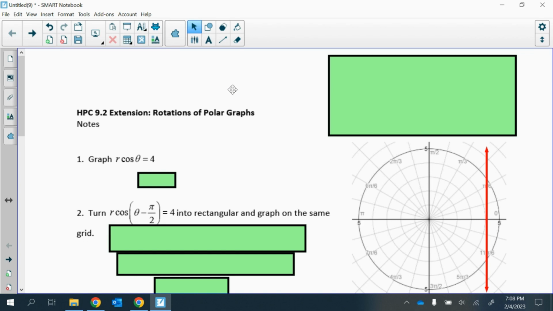The following video is about how to rotate polar graphs. So first we're going to graph r cosine theta equals 4. We see that line. We know that that's x equals 4.